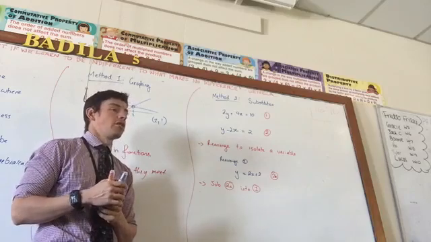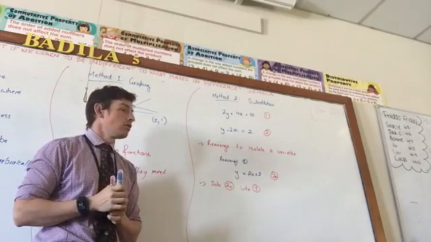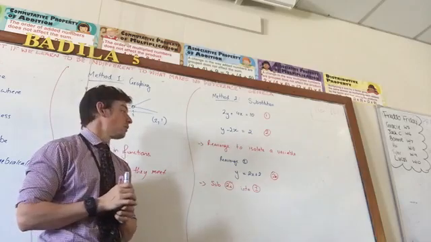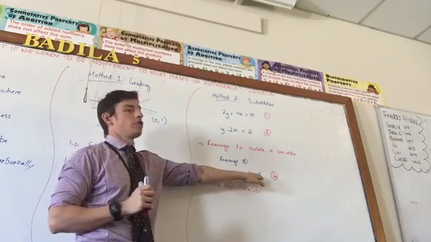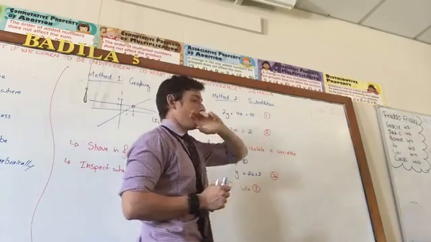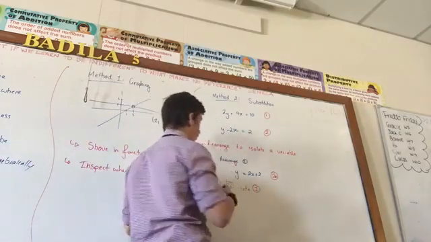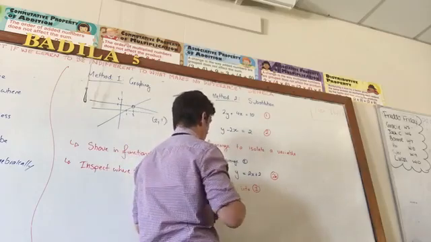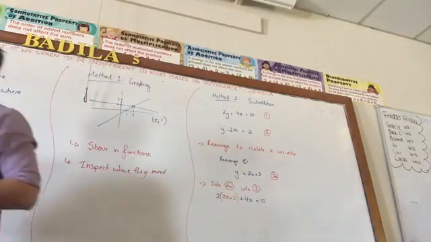What should I write now, Aiden? I'm not sure. Well, what does substitute mean? Replacing. So what am I replacing y with? 2x plus 2. Yeah. So in this equation 1, every time I see y, what should I write? 2x plus 2. I'm going to write it in red just so we're very clear. 2 times 2x plus 2, plus 4x equals 10. Very good.